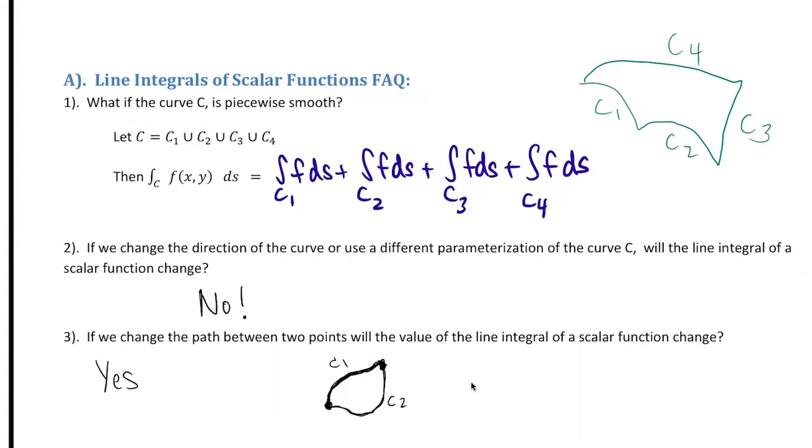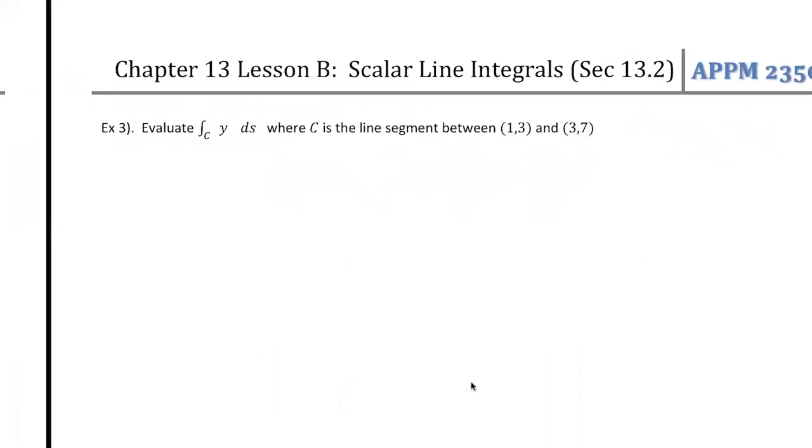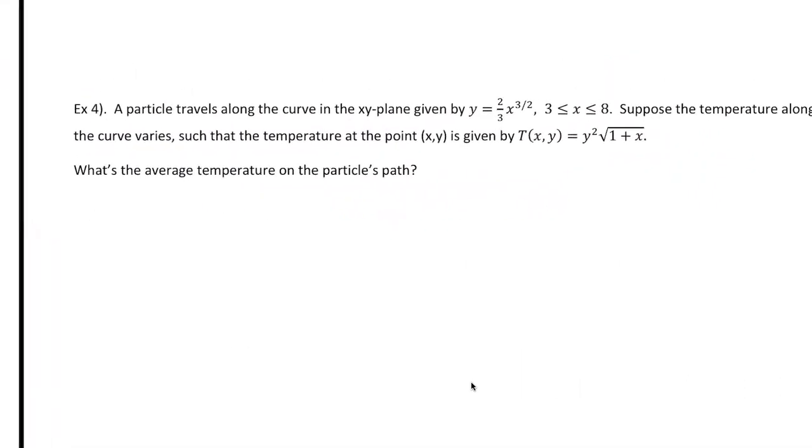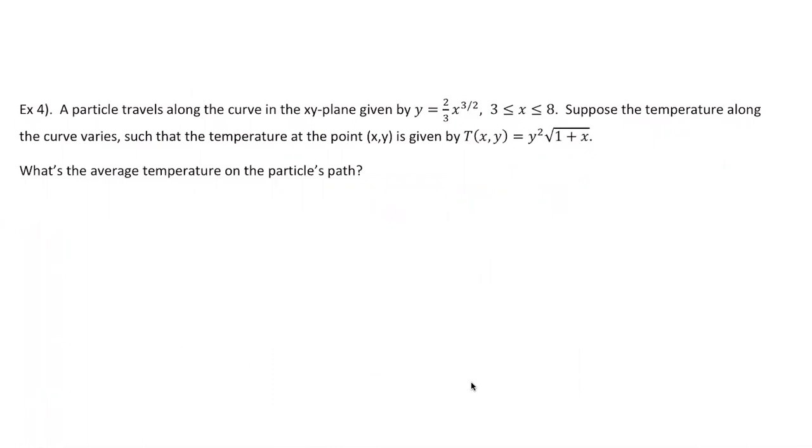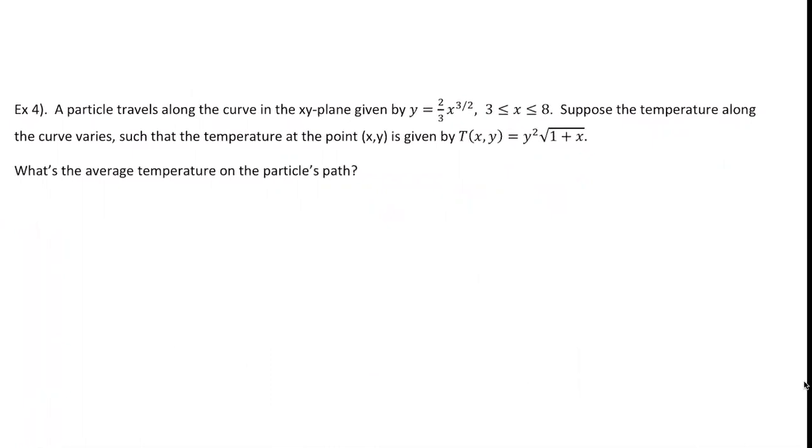Okay, let's go back and do one more example. And again, I'm going to have you put it on pause. Now we're going to have a particle that's moving in the xy plane. The temperature in the plane is varying, and we'd like to know what's the average temperature on the particle's path.